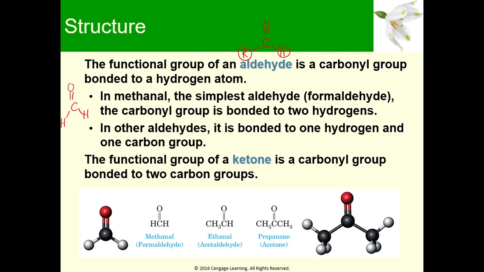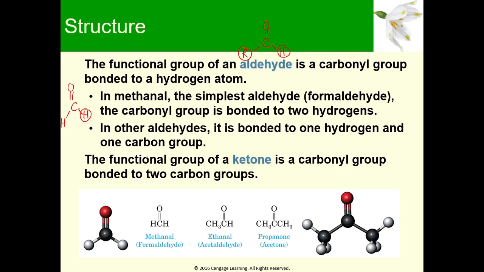So we have here CH2O. That's methanal, or formaldehyde, or commonly known as formalin. In other aldehydes, the carbonyl carbon is bonded to one hydrogen and one carbon group. So this hydrogen can be replaced by a carbon, a series of carbon chain. It varies in length.